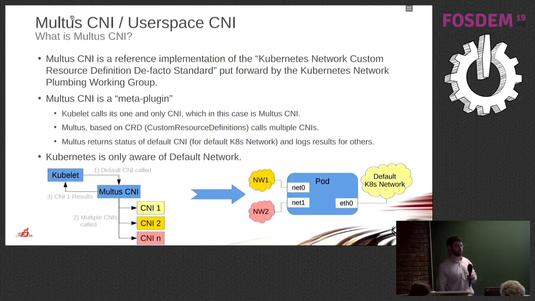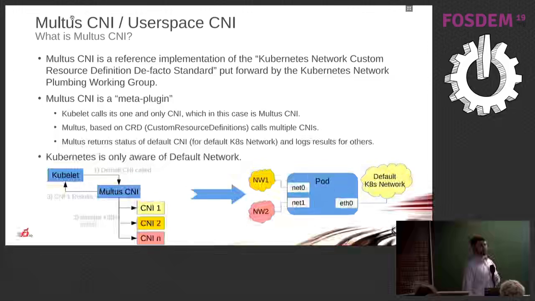So what is Multus? Like I said, it's a CNI that was pushed open source by Intel. During KubeCon, and I think it was around 2017, they formed the Kubernetes Network Plumbing Group. It was a way to standardize how to add additional interfaces into a container. So they've released the Kubernetes Network Custom Resource Definition De facto Standard 1.0, and Multus is basically a reference implementation of that standard. So what is Multus?